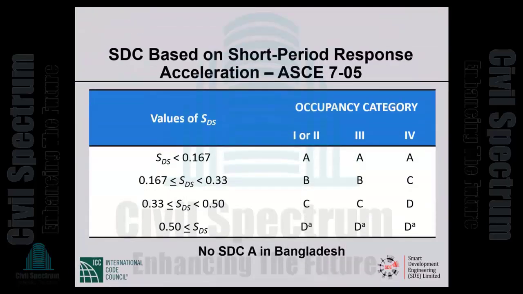In AC 705, the seismic design category is determined first based on short period ground motion. In this table, it's a function of S sub DS. You see that the seismic design category depends on the occupancy of the structure and soil modified short period ground motion. The seismic hazard is here, the soil is also here. Okay. And there are design categories A, B, C, and D.